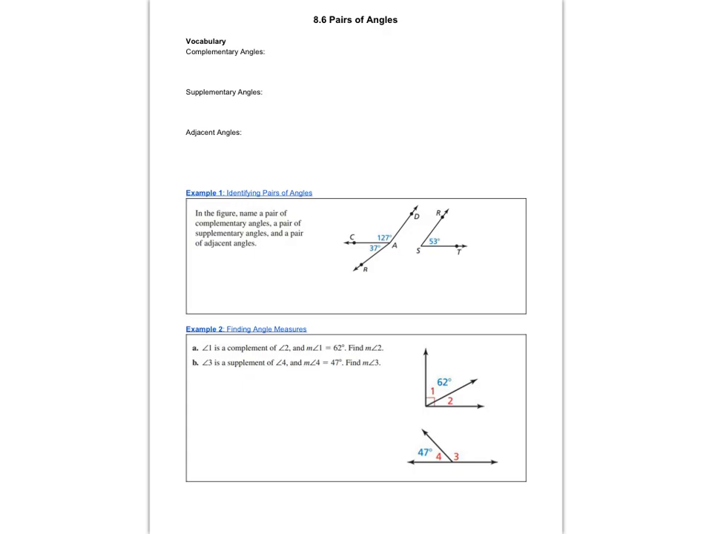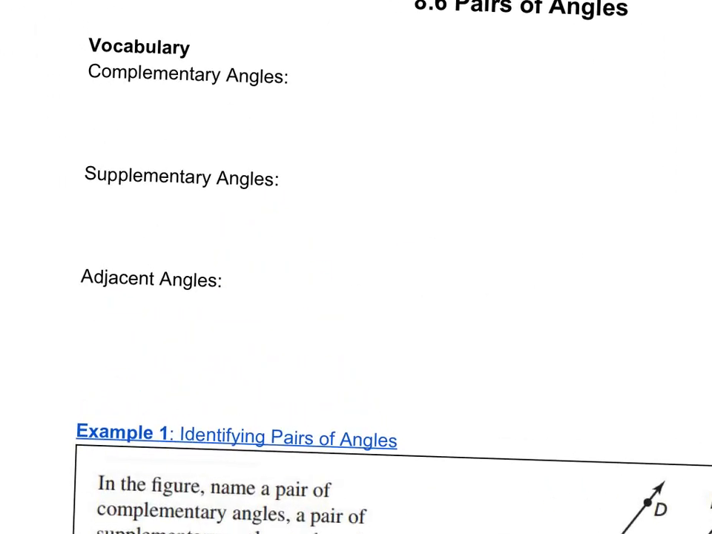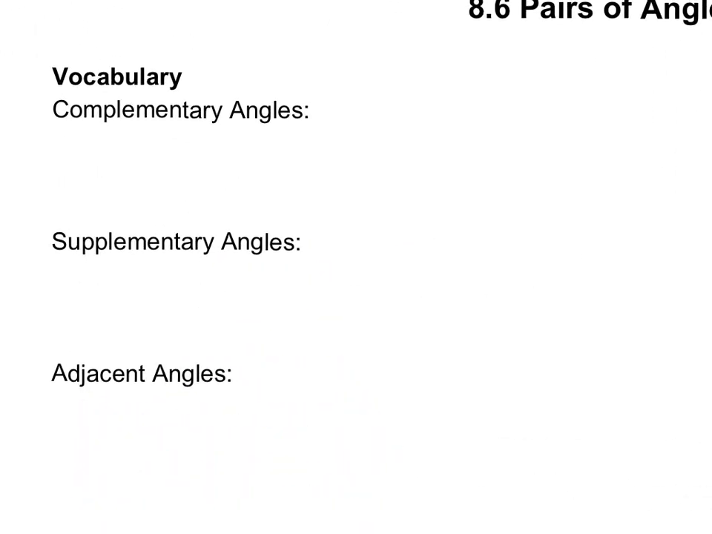So in 8.6, we're going to continue to talk about angles, but specifically now pairs of angles. So let's take a look at the vocabulary word. We have 3 pairs of angles we're going to talk about before we get started.